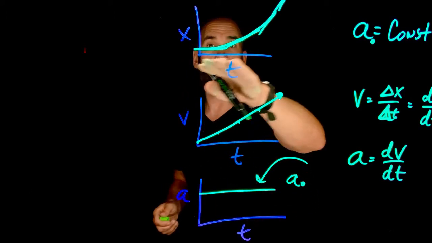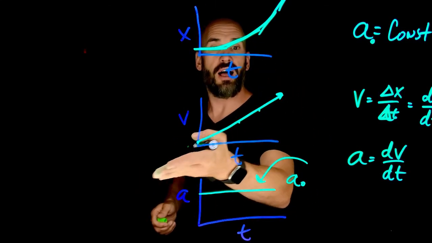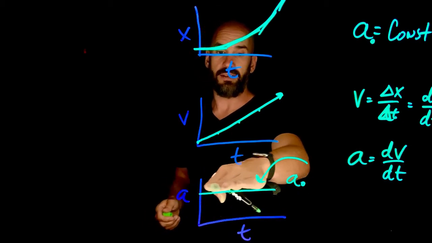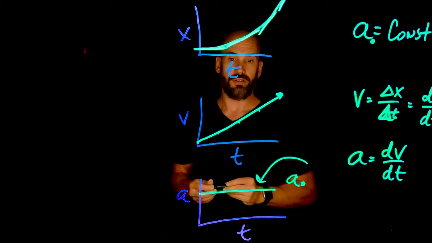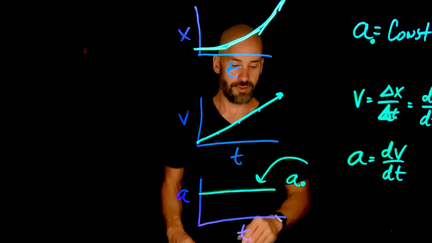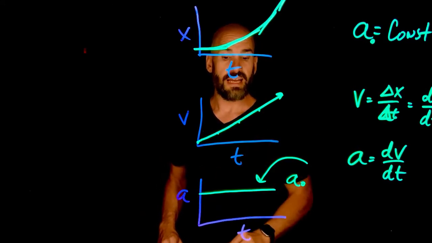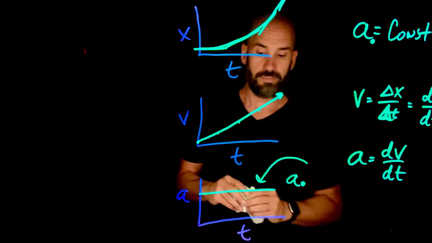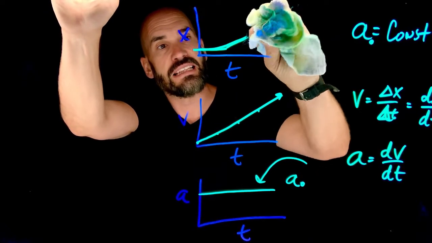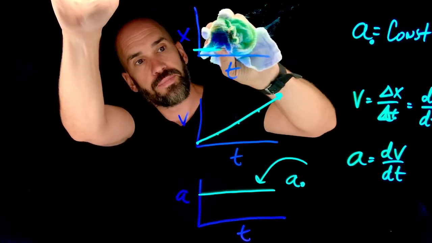So a concave up position versus time graph gives you a positive slope velocity versus time, and you get a straight line across over here, an acceleration that's a constant value. Okay, so let's take another example. We're going to take these same graphs, but I'm going to give you something a little bit more complicated.